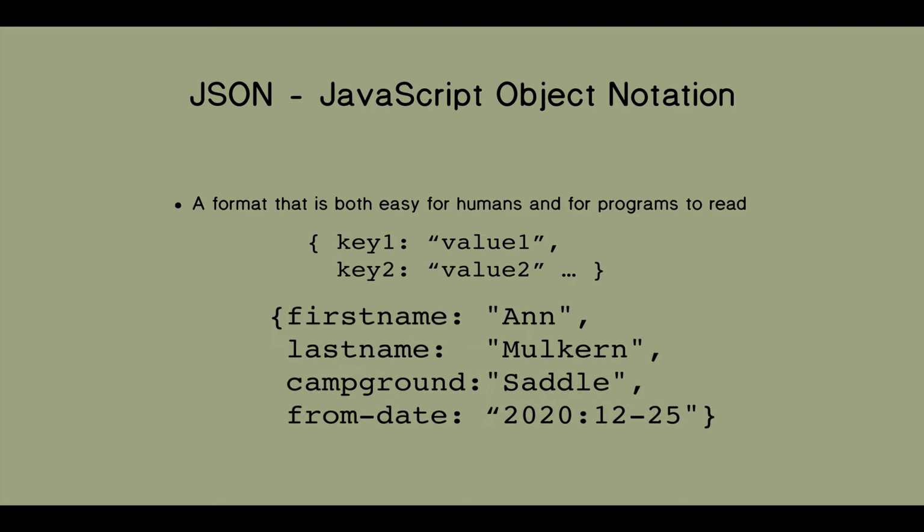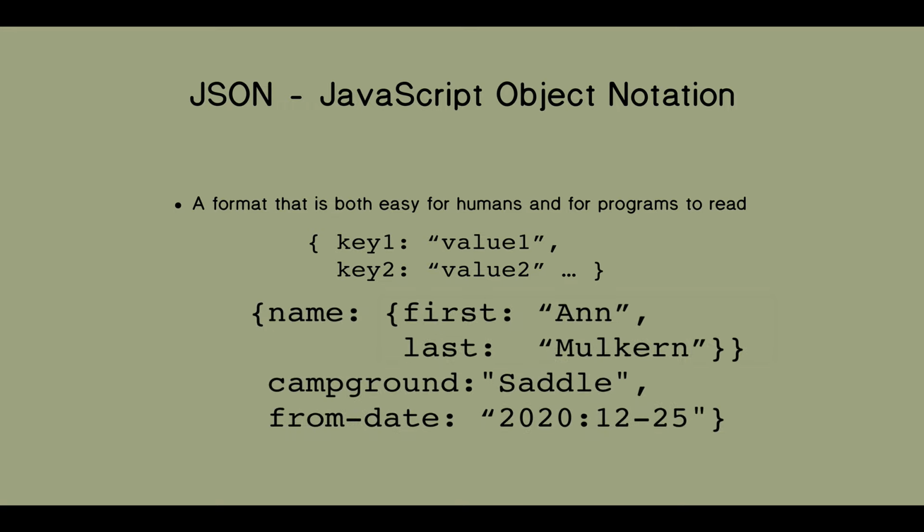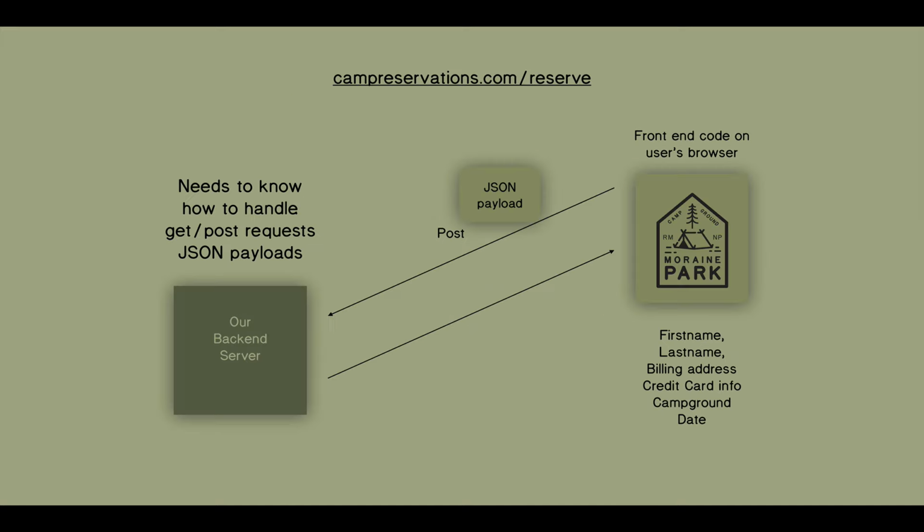So here's an example. We have first name Ann, last name Mulkern, campground Saddle, from date whatever, 2020, 12/25. And things can be a little more complex than that. The value of a key doesn't have to be just a simple thing like a string or a number. It can be itself a JSON object. So we have first name and last name there. All right, so that's what happens.